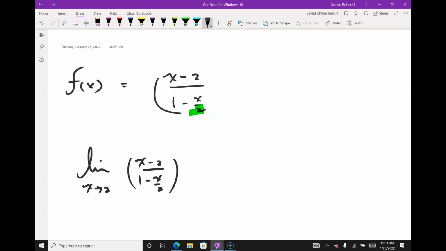So I'm going to manipulate this with a 2 over 2. I'm going to take that LCD over itself and multiply. So I'm always multiplying by 1, right? Multiplying by 1 doesn't change anything. This is still f of x. You with me?